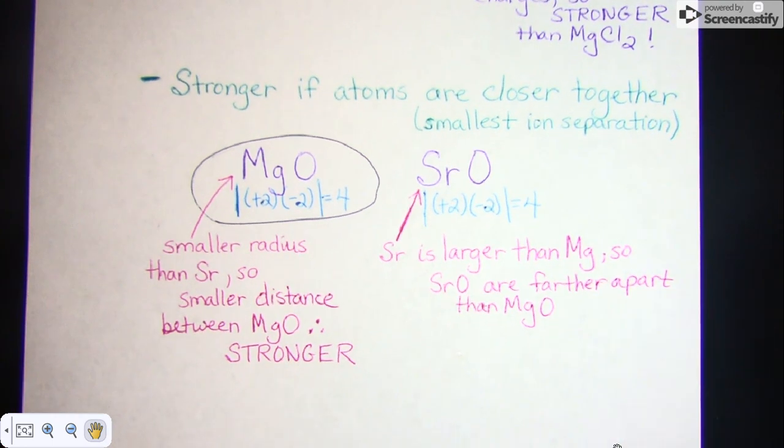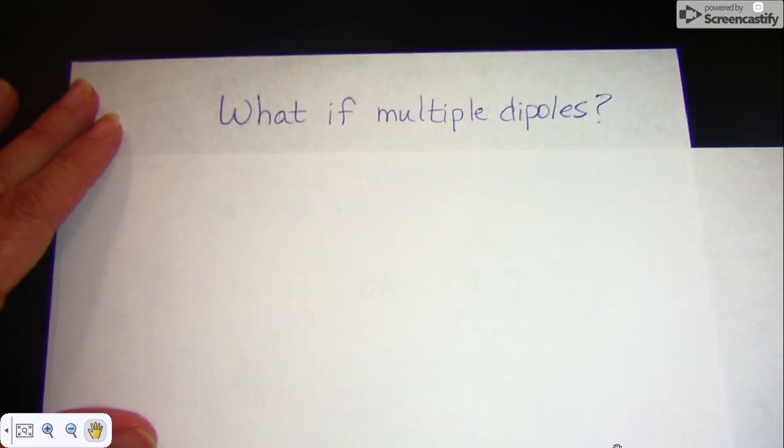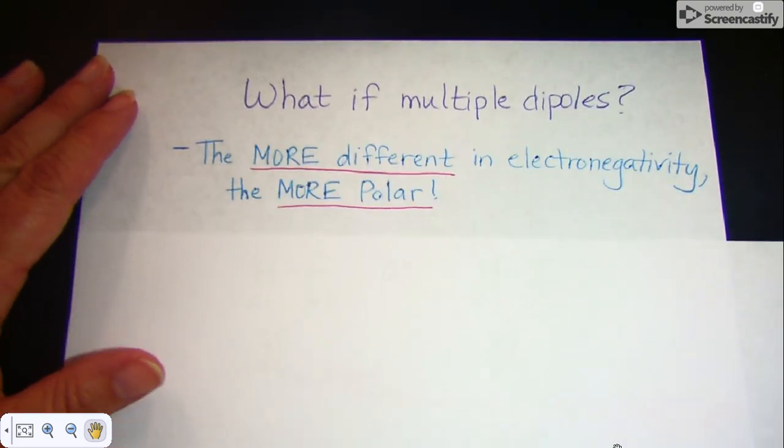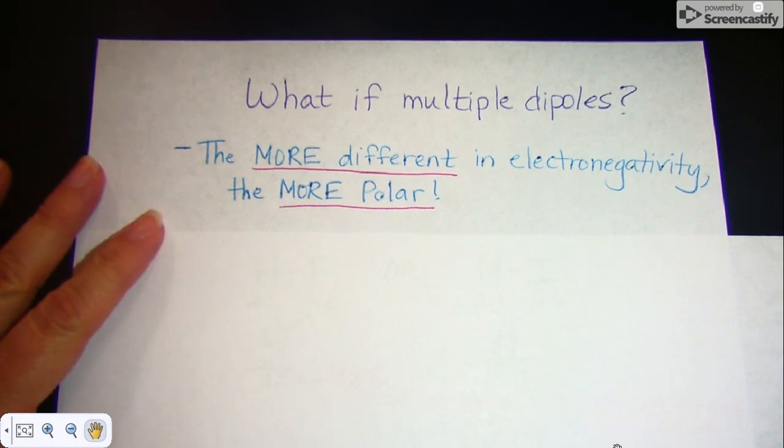Now, ionic, you have to have its own category. Each type of intermolecular force does. So now we're going to move on to what if there are multiple dipoles? If there's multiple dipoles, so there are polar molecules, you're going to go by the more different in electronegativity. So the bigger the electronegativity difference, the more polar. So the more they pull, the more polar they are.